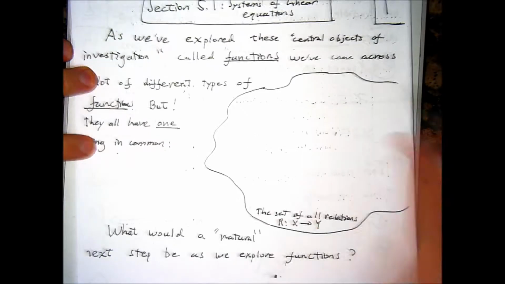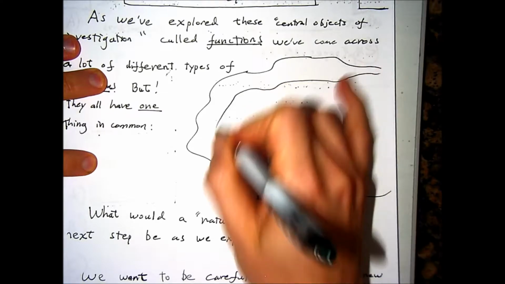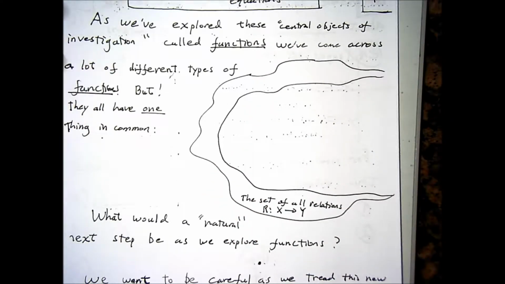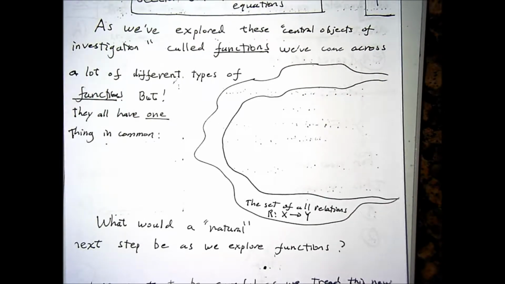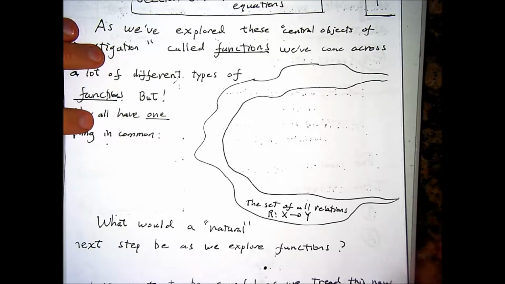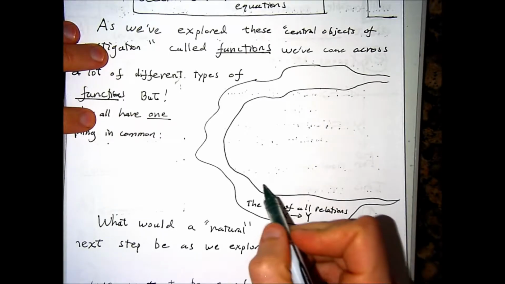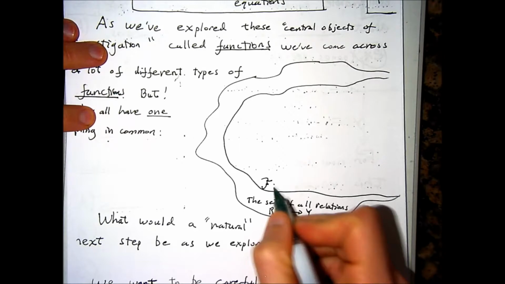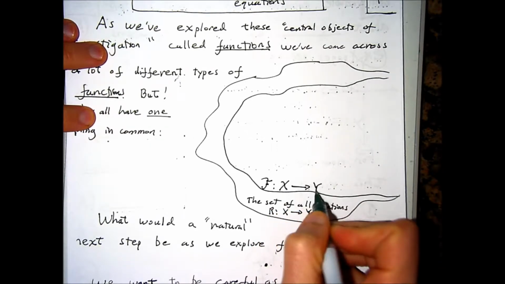A function, or what we've been exploring, is not the set of all relations. We've realized that there are certain things out there called relations, but they're not super relevant to talk about all the time, because the point of math is to predict, right? And so these things that allow us to predict are called functions. So I'll label that f, the set of functions from a set x to a set y.